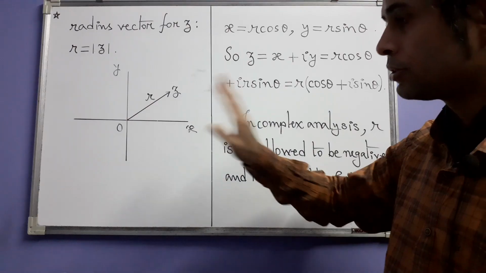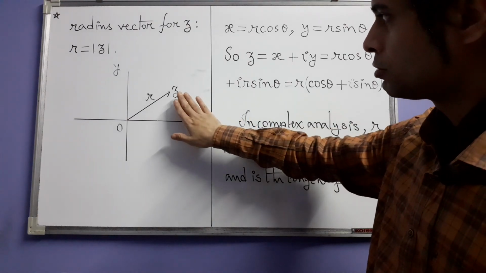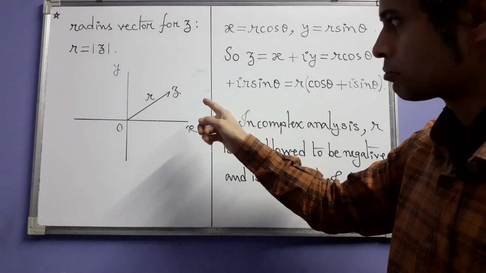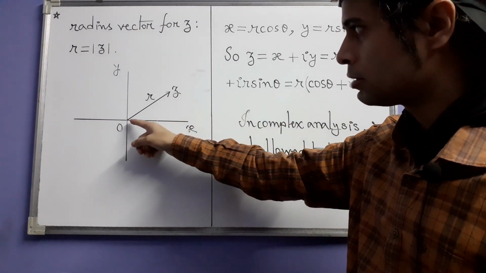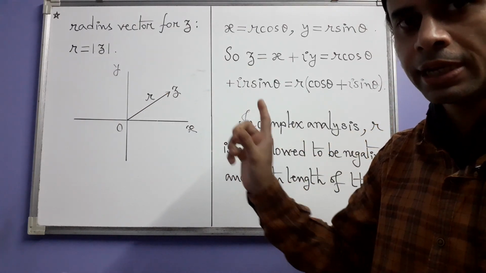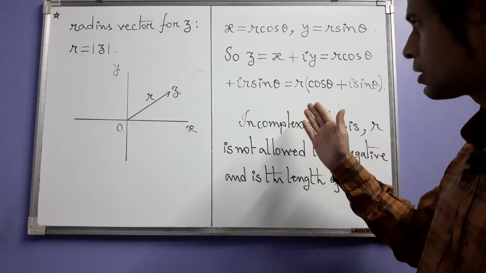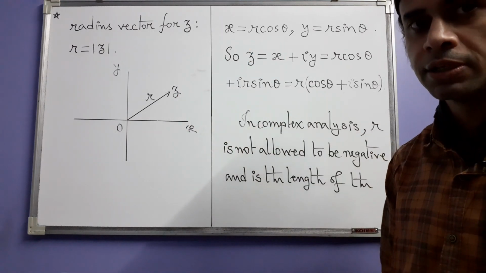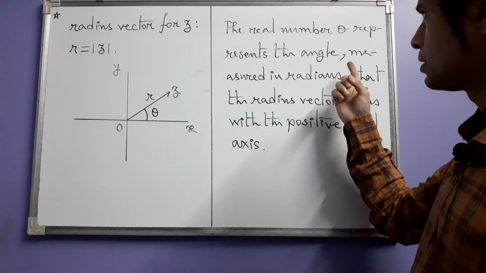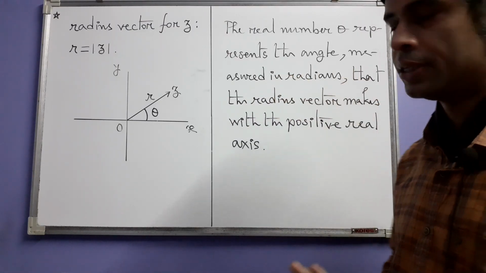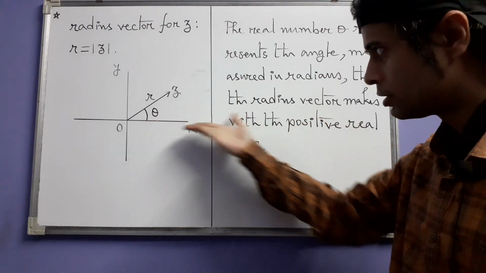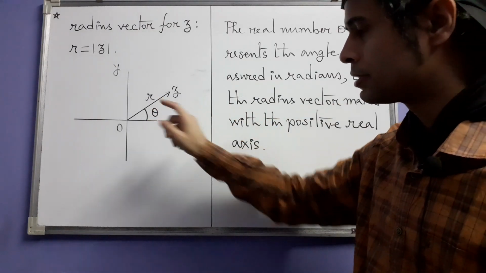And if you see the geometric representation for z and consider this radius vector which represents the complex number z, how do you get this radius vector? You imagine the point that corresponds to z, that is x, y in the complex plane, and then consider the position vector of that point relative to the origin, that is the radius vector. So this r is the length of that radius vector. And the real number theta, of course, represents the angle measured in radians that this radius vector makes with the positive real axis. That means this angle.